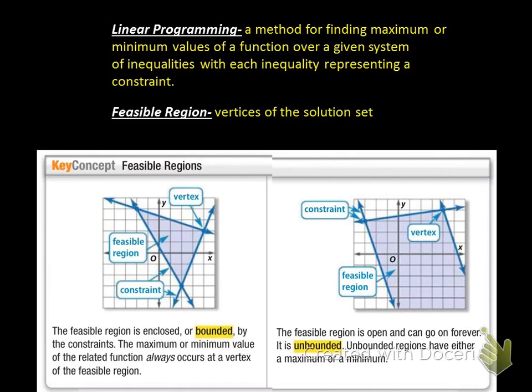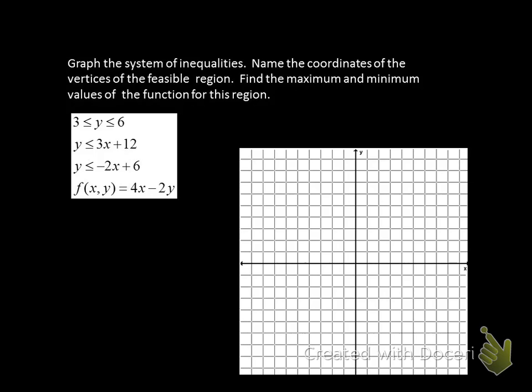Okay. Now, as far as how we actually do it. Is that how this goes? Straight to the next one? Okay. There's steps on here. But basically, the steps are right there in the directions, more or less. All right. Tells you what to do. Graph the system of inequalities. Name the coordinates of the vertices of the feasible region. Find the maximum and minimum values of the function for this region.